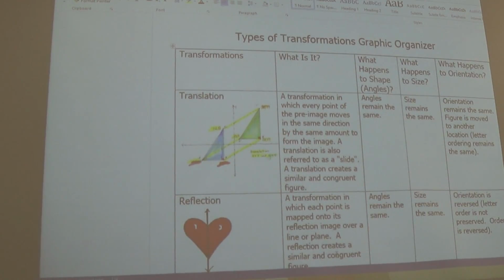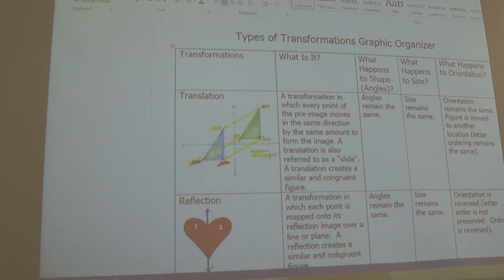All right, so transformation. What exactly is a transformation? What happens to its shape, what happens to its size, and what happens to its orientation? So we have several different types of transformations we're going to deal with. The first one is a translation.